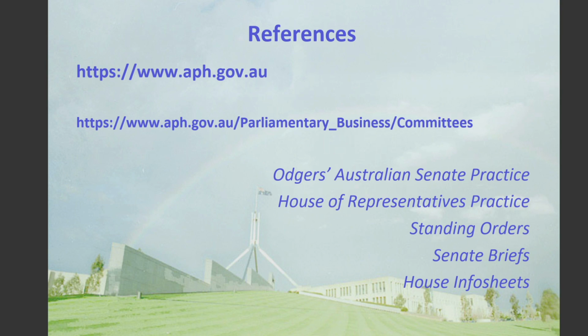And so at the conclusion, there's a few references for you if you did want to look up and find out a little bit more detail about anything. The web address for the Parliament and the main procedural text, the ODGERS Senate practice for the Senate, and House of Representatives practice for the House of Representatives. Of course, there are separate standing orders for each House, and those items at the bottom, the Senate briefs and the House info sheets, they're short explanations of specific issues that you might find handy if you're looking for a general explanation about an issue. Then I'd suggest you might want to have a look at those. They're all available through the website.